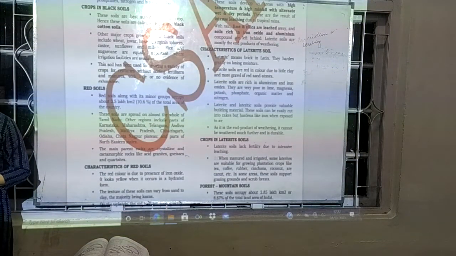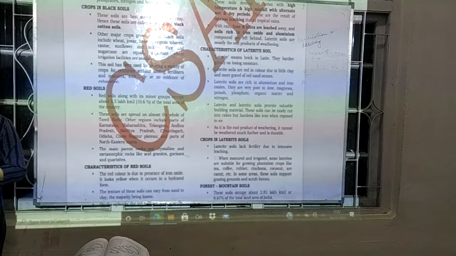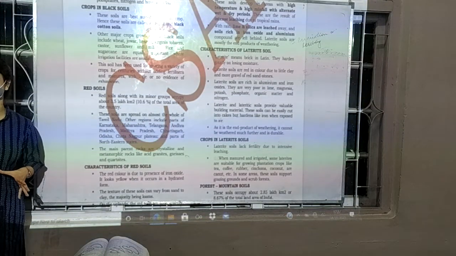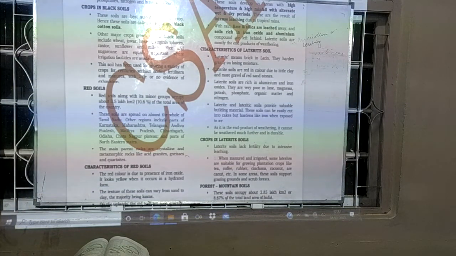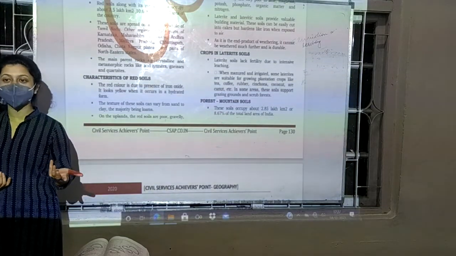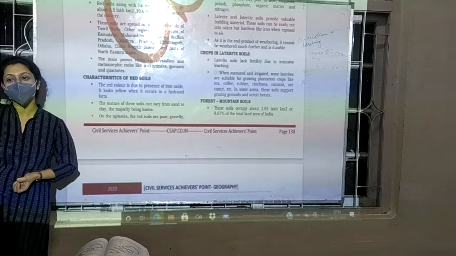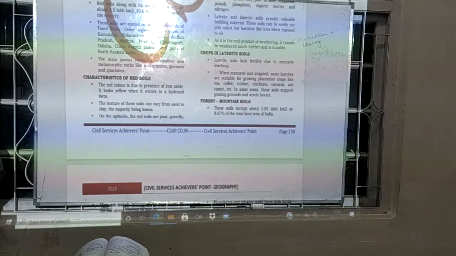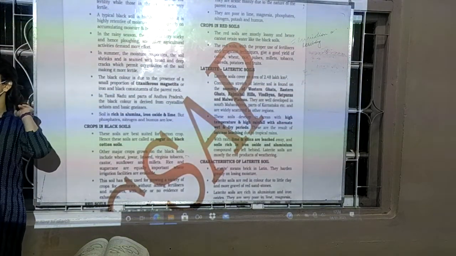Let's come to red soils. Again, few areas of Tamil Nadu, again Karnataka, mainly scattered areas. Then see characteristics: due to presence of iron, like you already said, iron oxide. And when the red soil has more water, it becomes yellowish. Alright, let's come to the crops. If proper fertilizers are given, then we have good yield of different crops.